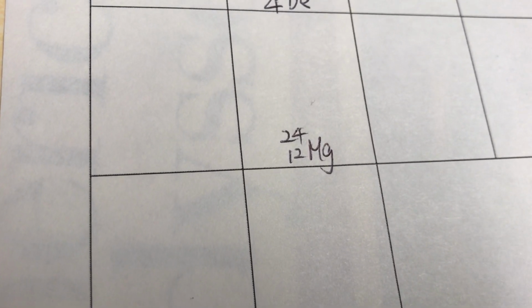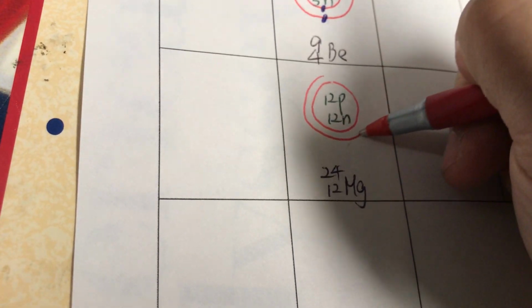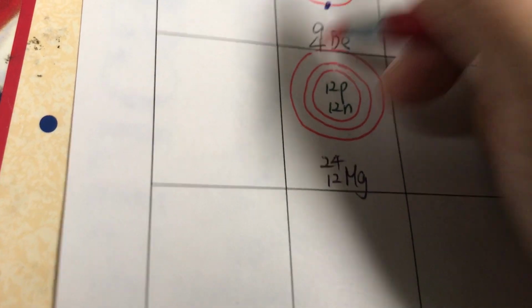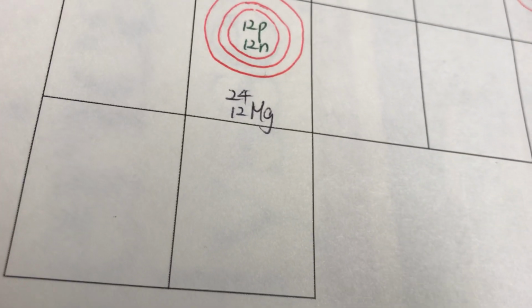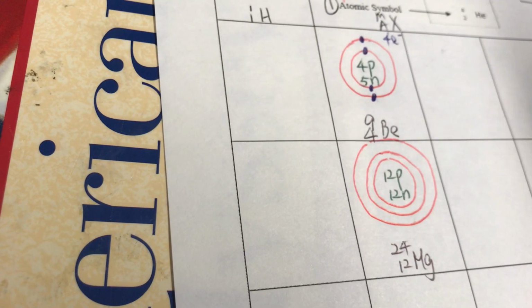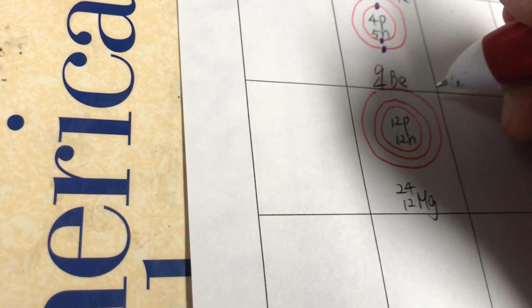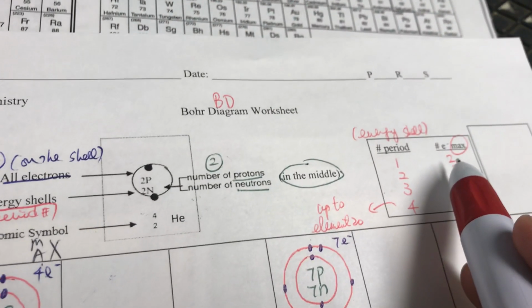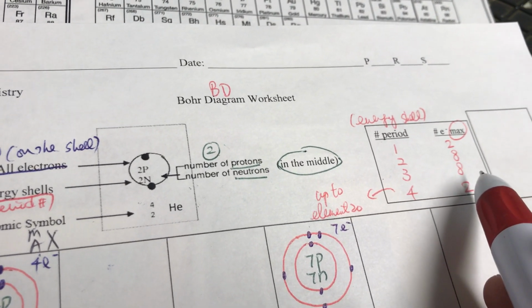And second is the proton. So I got 12 protons and 12 neutrons. And then the shell is period 3, so 3 shells. And finally, electron, we got 12 protons, so we will have 12 electrons. Okay, so again, the first shell is 2, second shell 8, the third is 8 maximum.